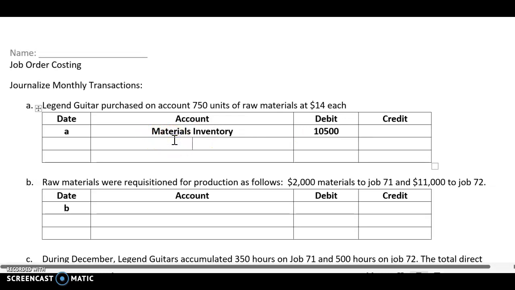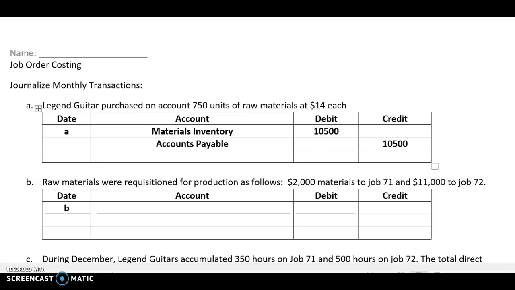and it says that we did this on account, so that would be accounts payable for $10,500. We promised to pay for it later, and so our materials went up, and that's why we're going to credit accounts payable.